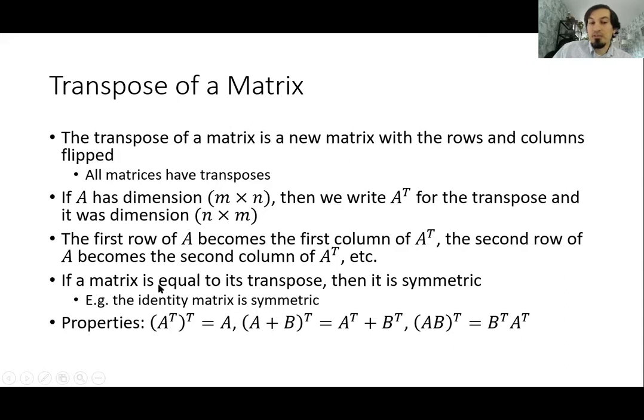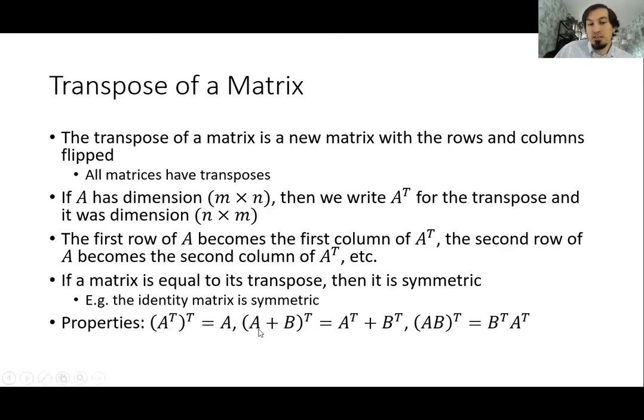Here's another property. If a matrix is equal to its transpose, then it is symmetric. What does that mean? It means if you flip the rows and the columns, it becomes itself. That's the definition of what it means to be symmetric. You can almost think of a diagonal going from the top left to the bottom right. If you mirror the numbers across that diagonal, that's what it's symmetric with respect to. If it's symmetric with respect to that top left to bottom right diagonal, then you call it a symmetric matrix.